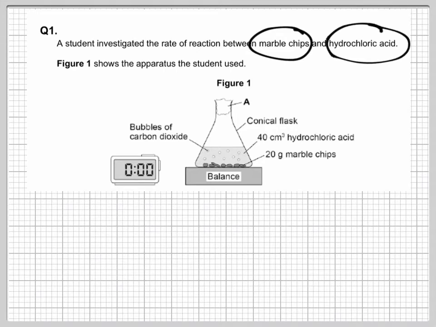Now, first of all, marble chips are made of a substance called calcium carbonate that has the formula CaCO3. Hydrochloric acid, of course, has the formula HCl. And these two react together to produce carbon dioxide gas, calcium chloride, which is a salt, and water. I can write a balanced symbol equation for this reaction.